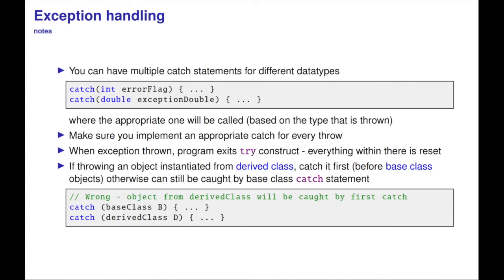If throwing an object instantiated from a derived class, catch the derived class before the base class. Otherwise, it can be caught by a base class catch statement. Essentially, this is the same thing as base class pointers. You can also have a base class exception. That's perfectly fine. So this order over here is wrong. It should be derived class before a base class, if that's what you want to do.